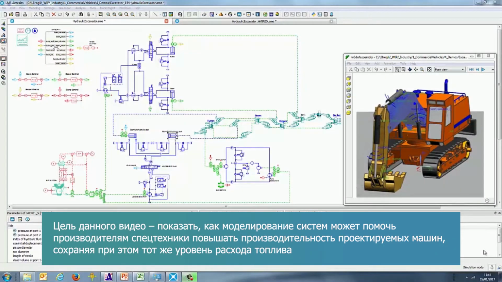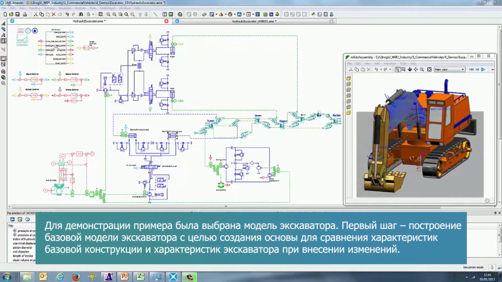The objective of this demo is to demonstrate how system simulation supports heavy equipment manufacturers in increasing the productivity of their machine while containing the fuel economy. An excavator is chosen for this case study.